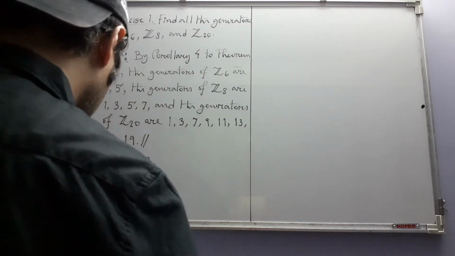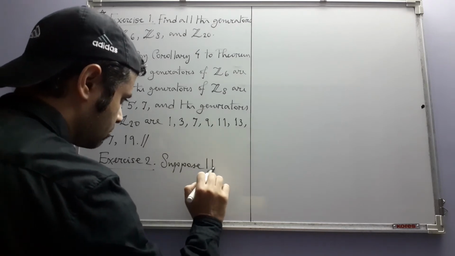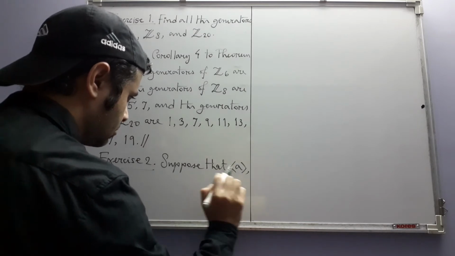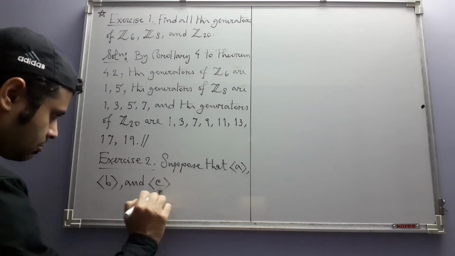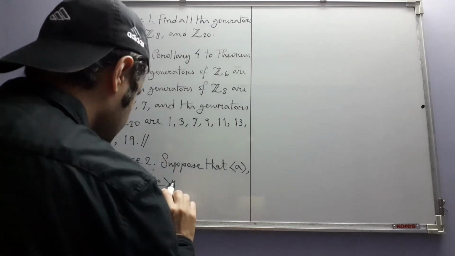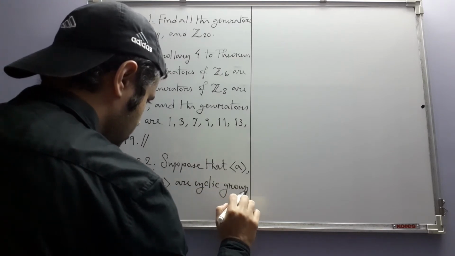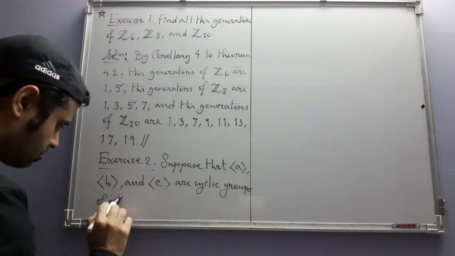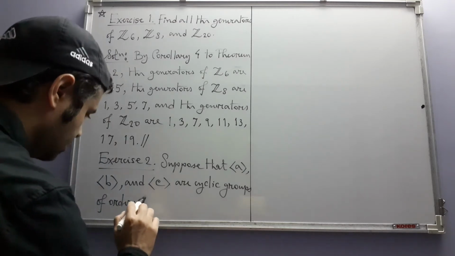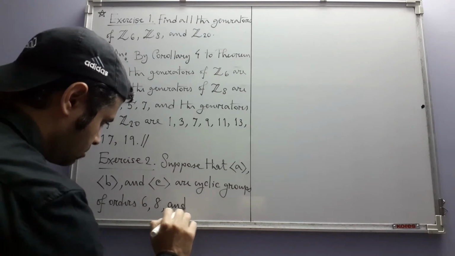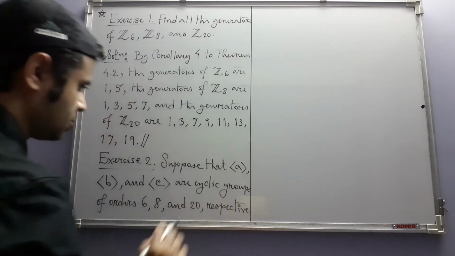The next exercise, exercise 2: suppose that A, B, and C are cyclic groups of orders 6, 8, and 20 respectively.